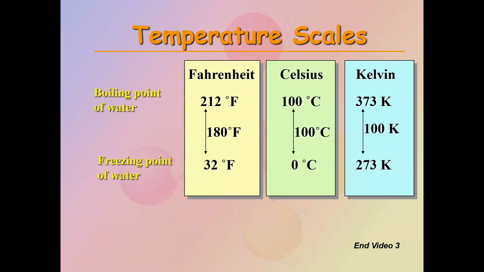Now you will notice that there is a 100 difference in both Celsius and Kelvin. So Celsius and Kelvin are essentially just 273 apart from each other, but 1 degree change in Kelvin is equivalent to 1 degree change in Celsius. They equal each other. Now you might be wondering, why does Kelvin start at 273?